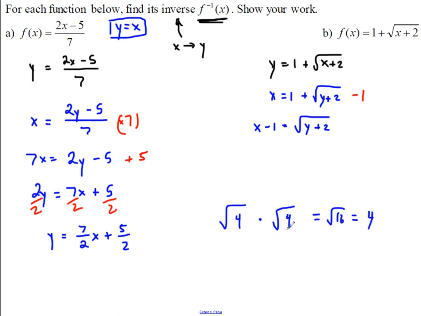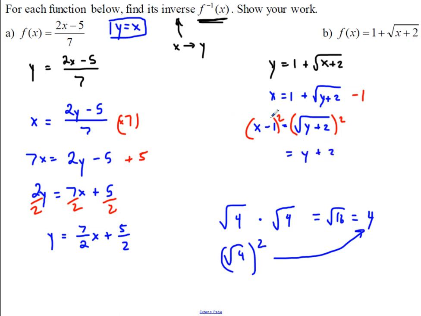So this is getting rid of the actual radical. We can do the same thing here. There's another way of expressing this. This is just squaring the square root of 4. The square root of 4 just produces this. So if I square this, whatever I do to one side, I've got to do to the other. Squaring that whole thing will get rid of that square root, and we will be left with y plus 2.